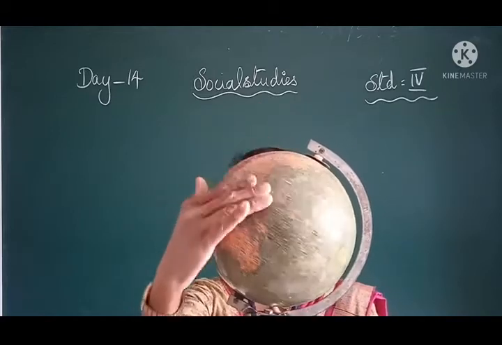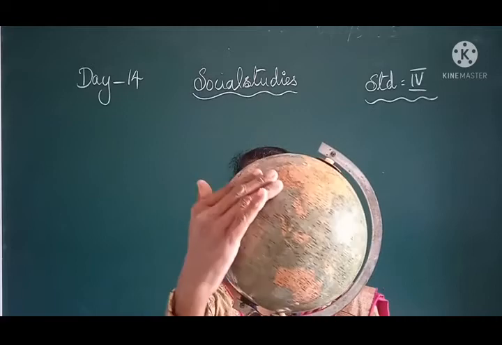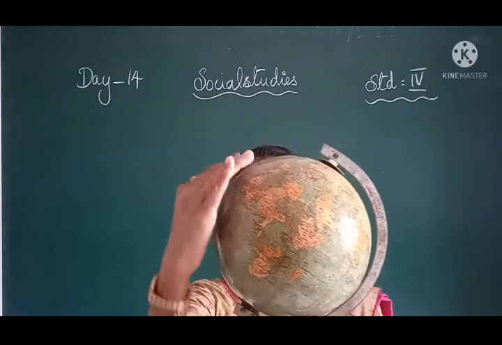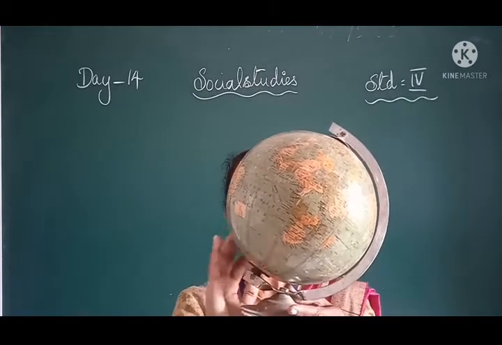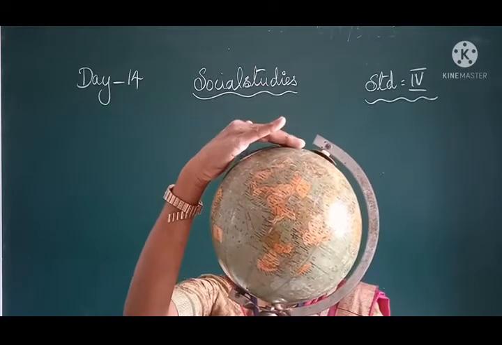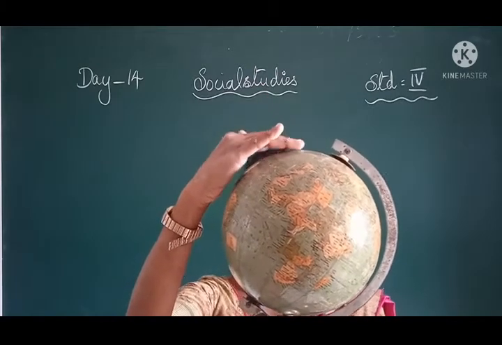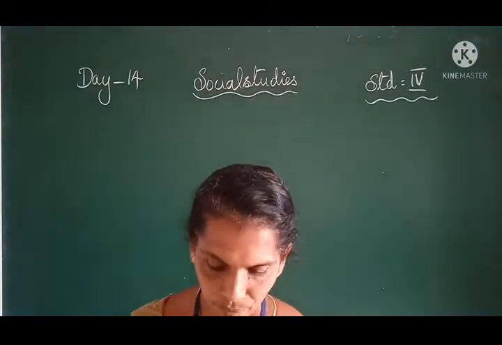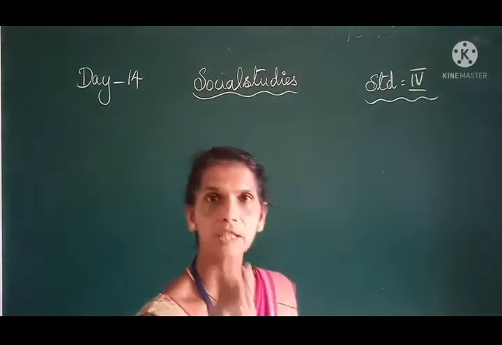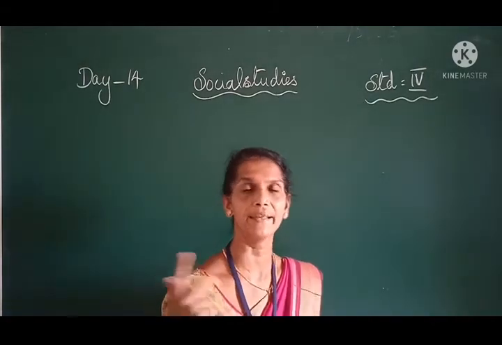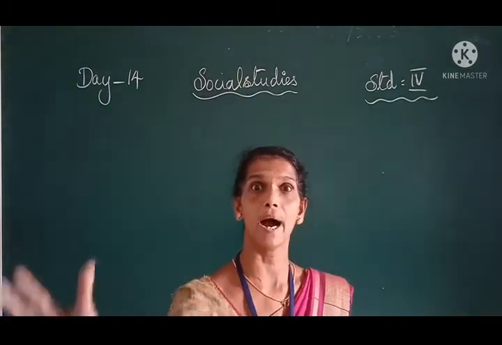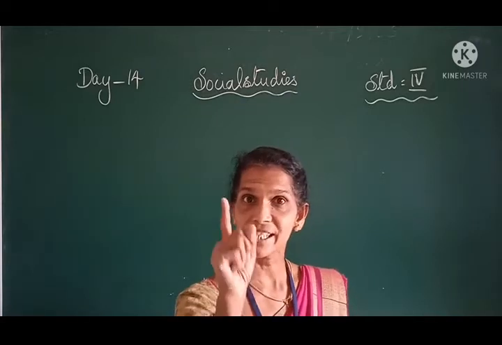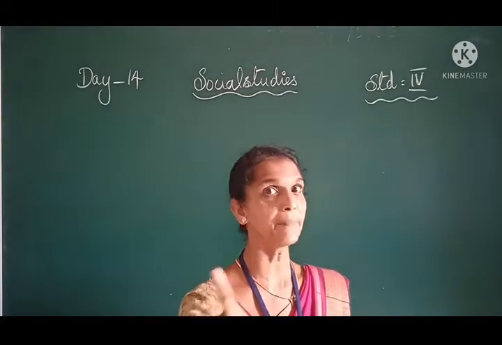When this north pole gets nearer to the sun, here is the northern hemisphere, and here the southern hemisphere. This is north pole, northern hemisphere, south pole, southern hemisphere. When this north pole gets nearer to the sun, it is summer in the northern hemisphere. Okay children, so when the north pole, the top part of the earth, gets nearer to the sun, it is summer in the northern hemisphere.